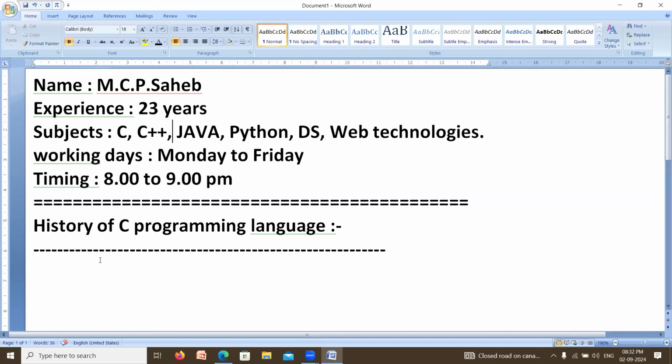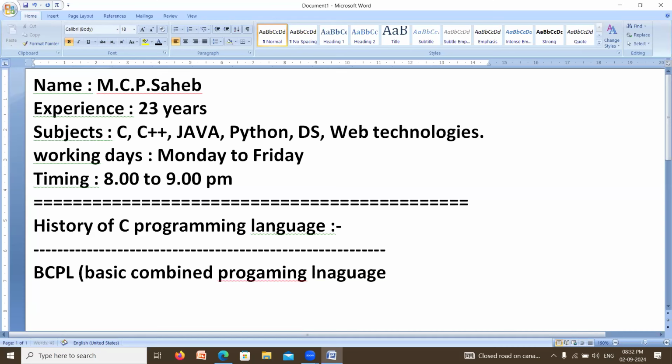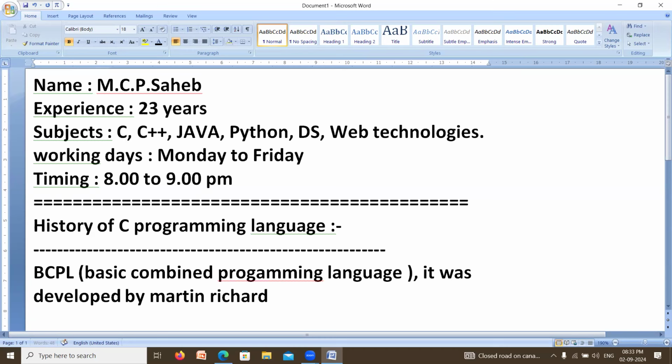Among them, one popular high-level programming language is called BCPL. BCPL means Basic Combined Programming Language. It was developed by Martin Richard. He is the developer of BCPL.